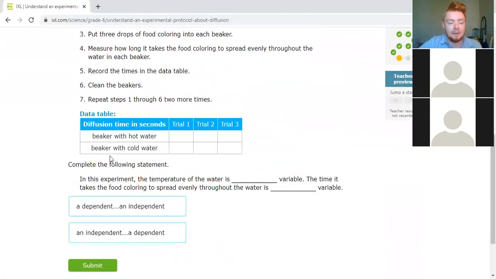Okay, next. In this experiment, the temperature of the water is blank. The time it takes for the food coloring to spread in the water is blank. These are independent and dependent variables. We did this, what, 3 weeks ago? I think 2. All right, I want to just see who remembers, and then I can always review for everyone what this means. I see 2 hands up. Reham, Ayub, do you guys have your hands up, or did you just never put your hand back down?